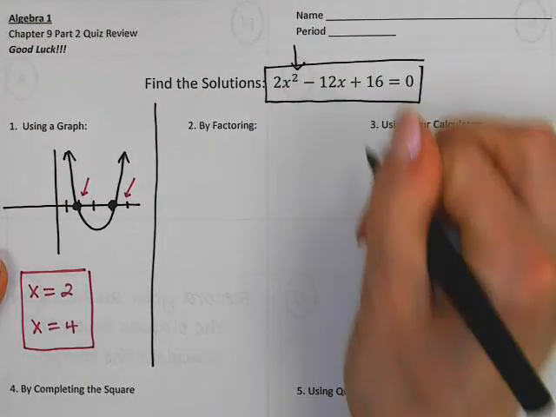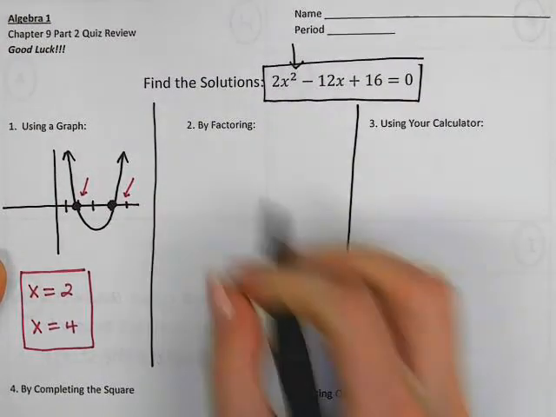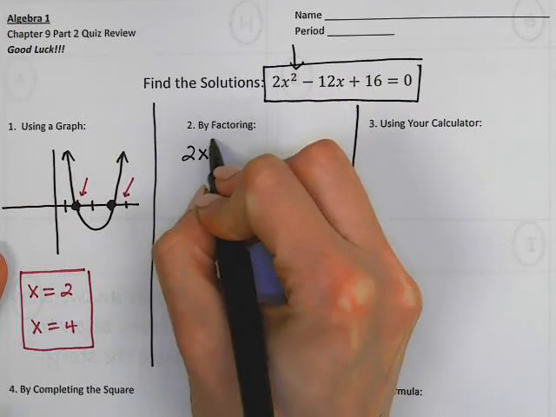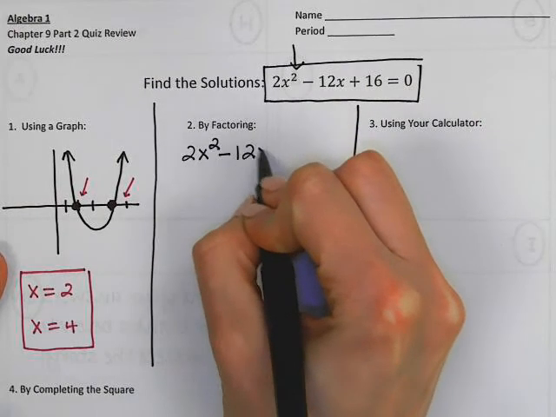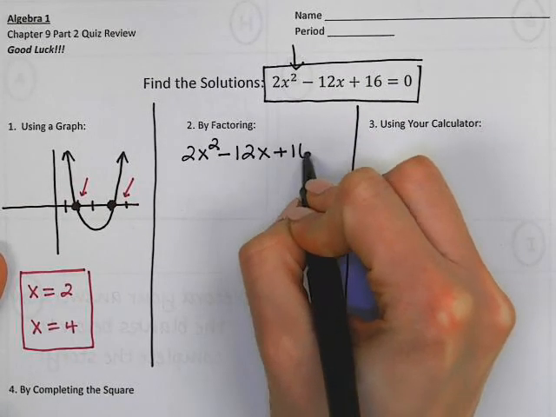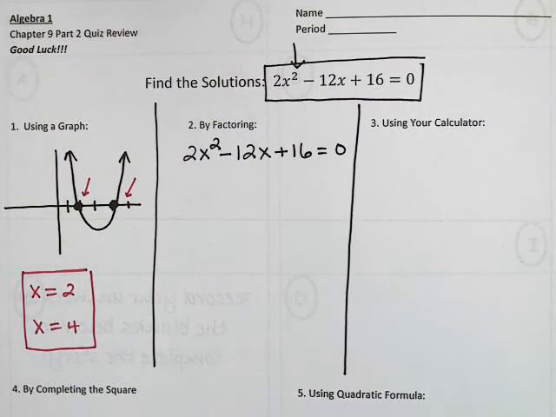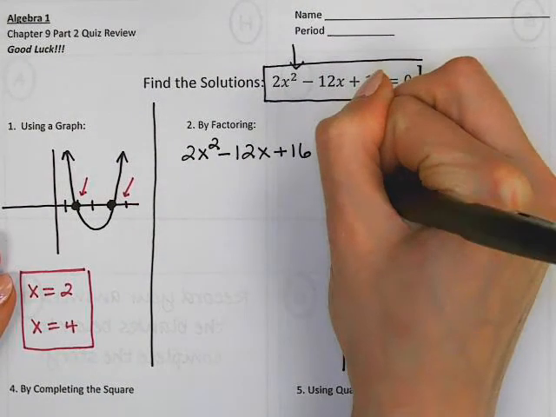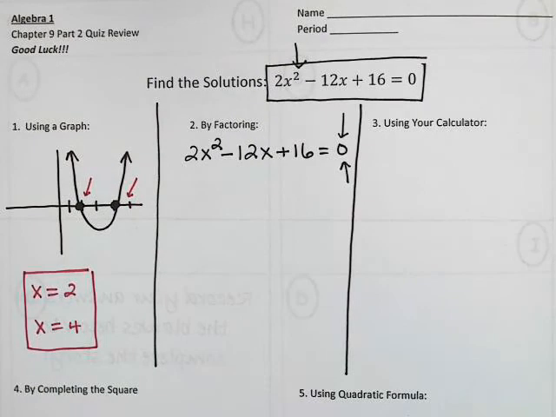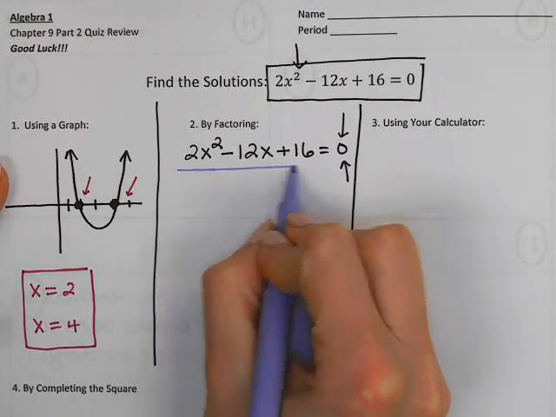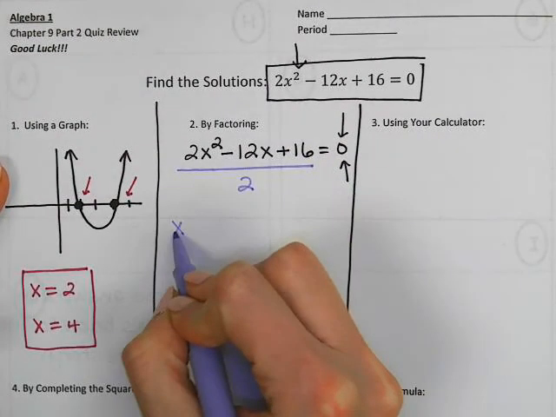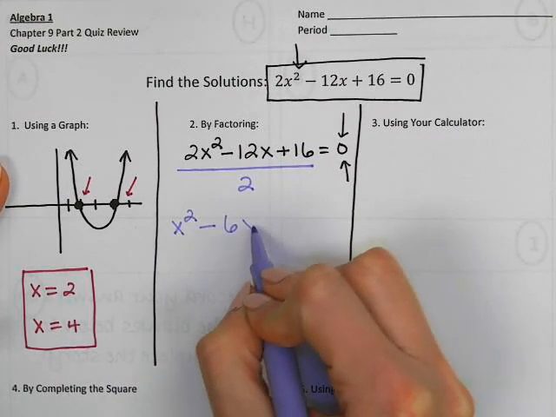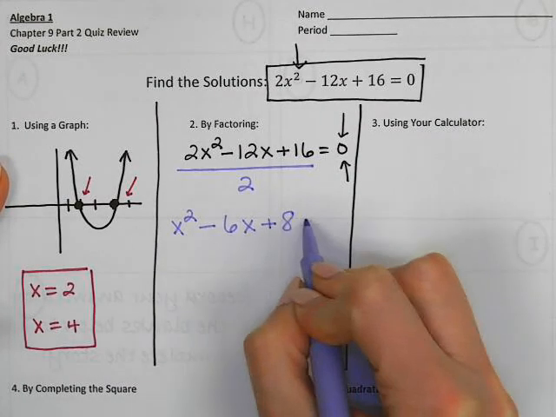So next is factoring. And I'm just going to rewrite the problem first. 2x squared minus 12x plus 16 equals 0. All right, when you solve a problem by factoring, it has to equal 0. And then it looks like we have a GCF of 2. So I'm going to divide everything by 2. And we're left with x squared minus 6x plus 8 equals 0.